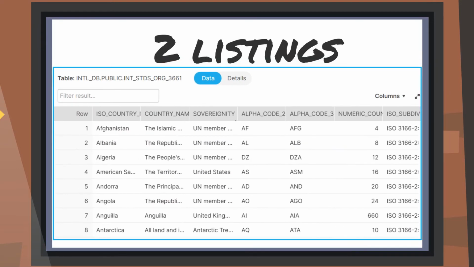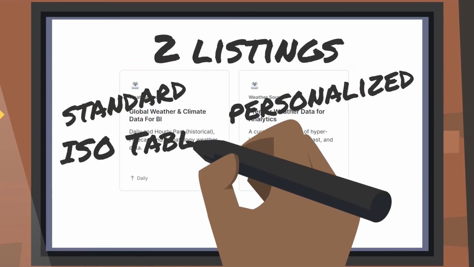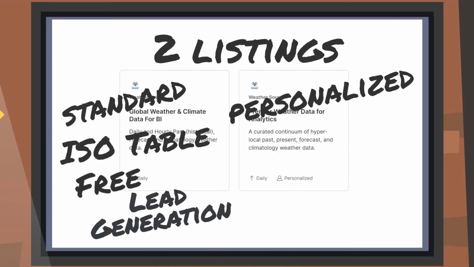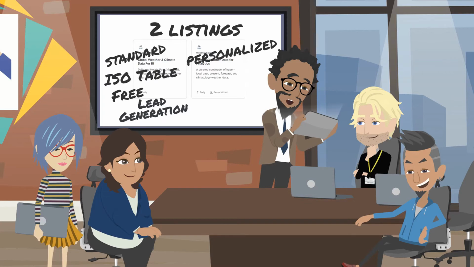The team decides their ISO table would be great as a part of the standard listing. They'll offer it for free, which will help the company get the attention of other Snowflake customers. They're hoping the free data will generate some new customer leads.